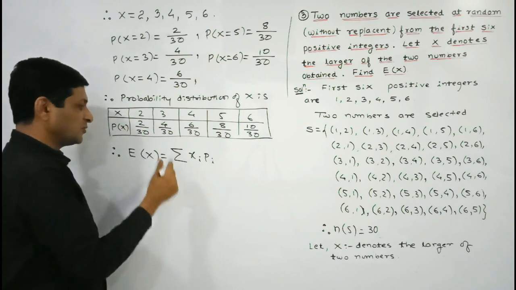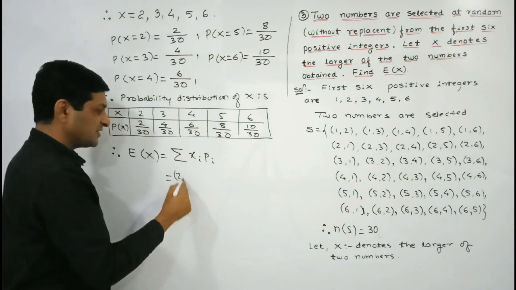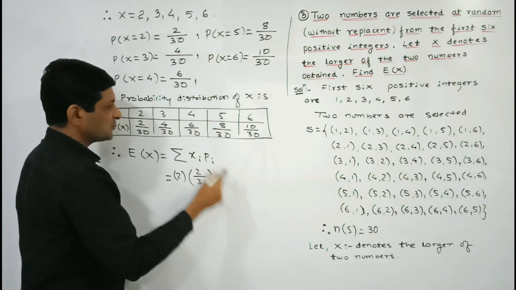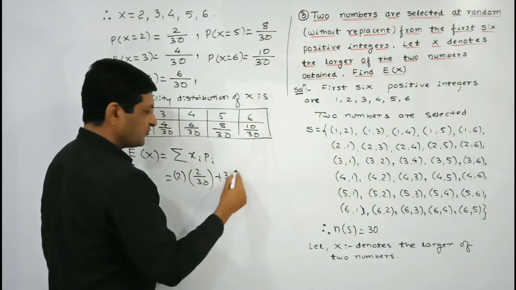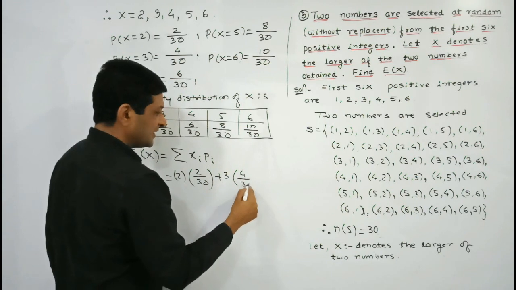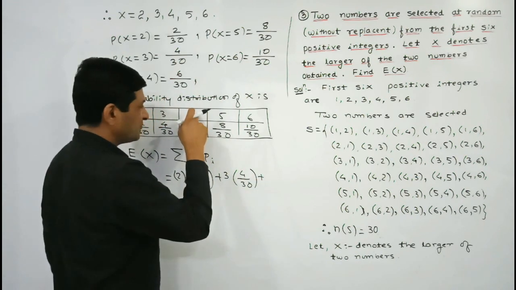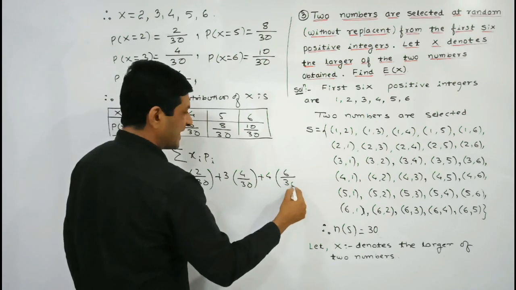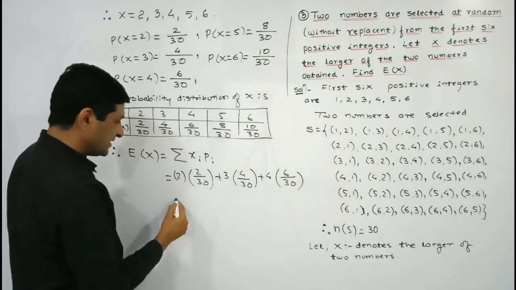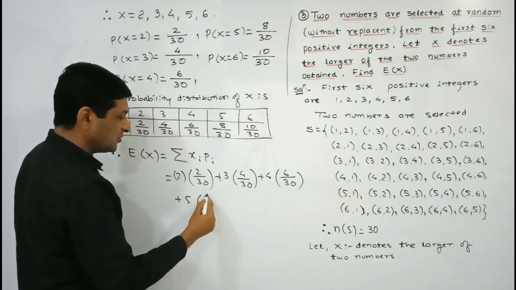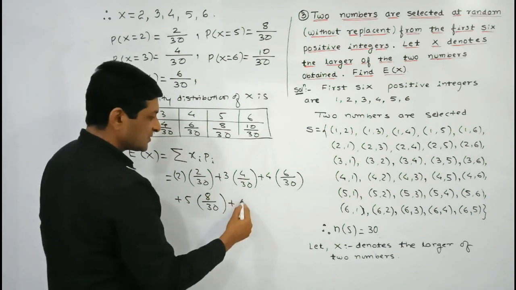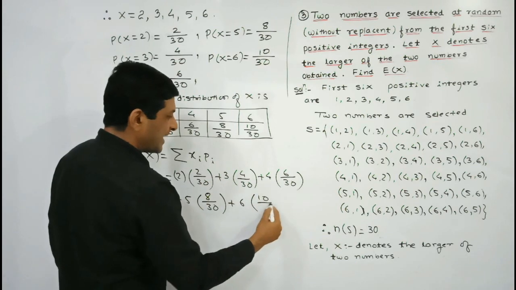So 2 into 2 by 30 means in the first case we are getting 2 into 2 by 30. In the next case, what we will get? 3 into 4 by 30. In the next case, see what we are getting? 4 into 6 by 30. In the next case, 5 into 8 by 30. In the next case, 6 into 10 by 30.